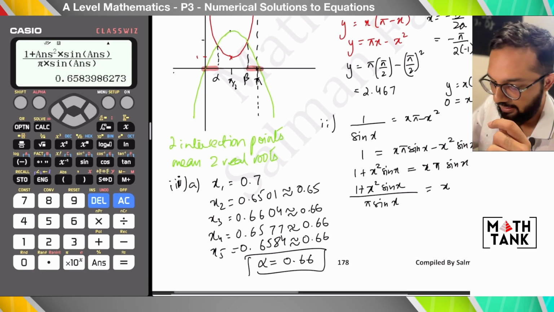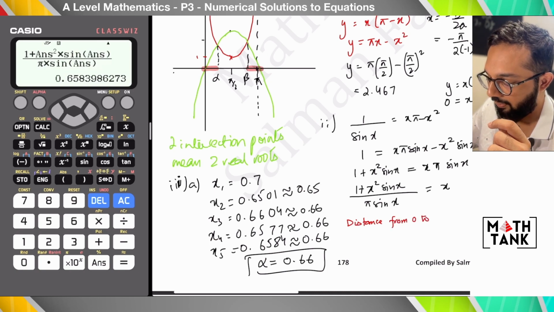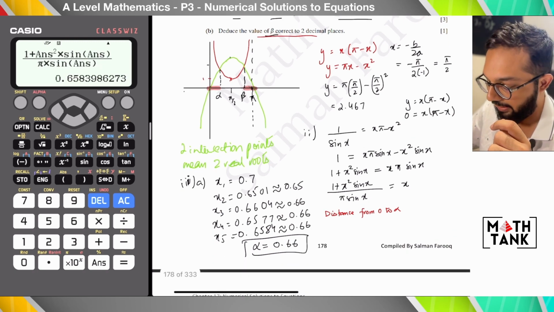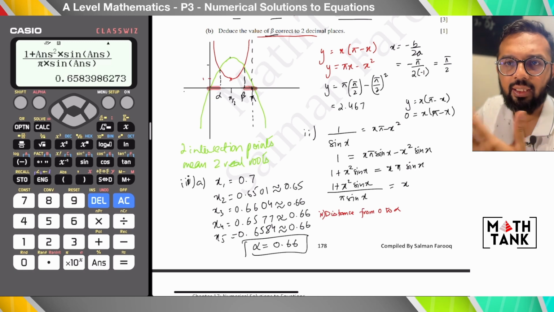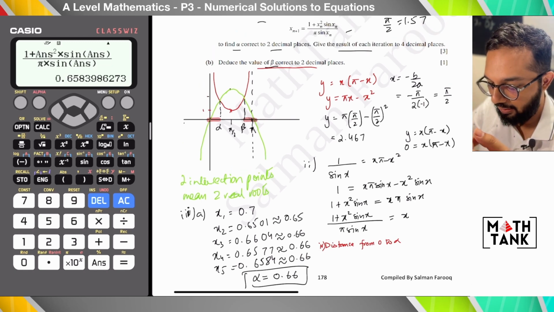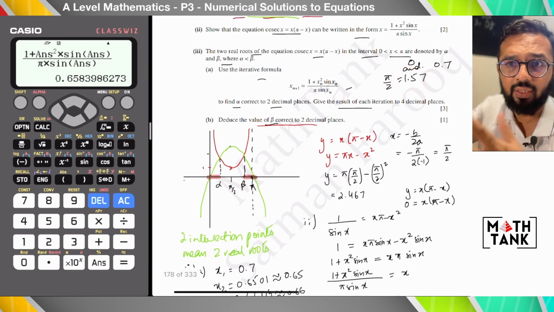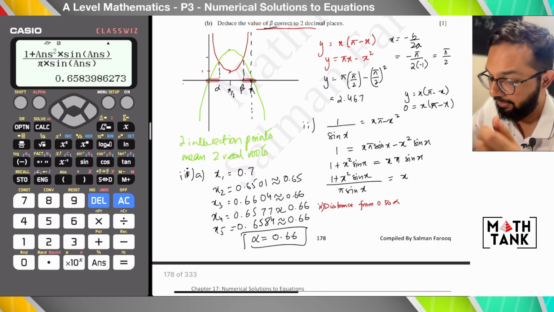So what is the distance from 0 to alpha? That's the value of alpha itself. Why am I doing all of this? It says deduce the value of beta correct to two decimal places. So I'm trying to find beta by deducing it, not by calculating it. Again, if I wanted to calculate, there was a simple solution. I could have taken a value between pi over 2 and pi, let's say greater than 1.7. I could have taken 2.0 and it would have given me the other root if I had done the iteration again. So that's also something that you should know.